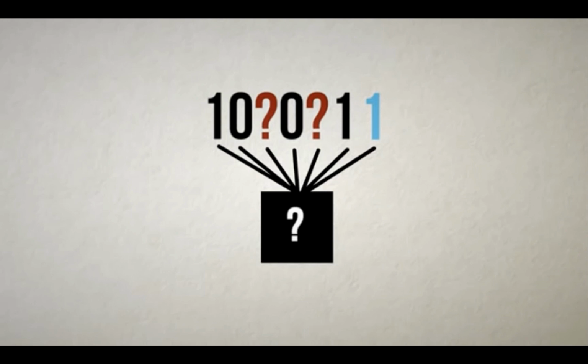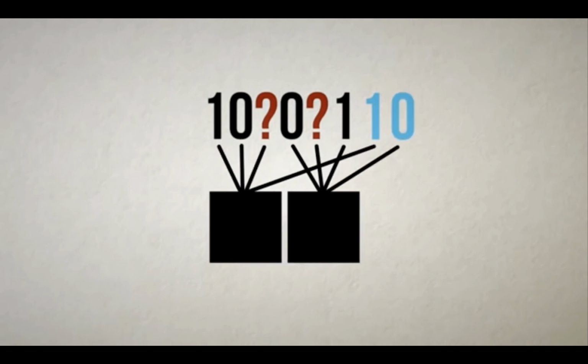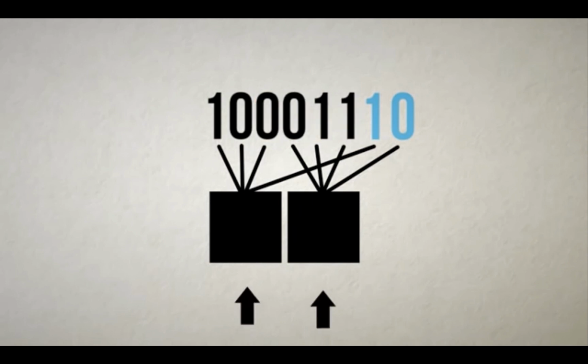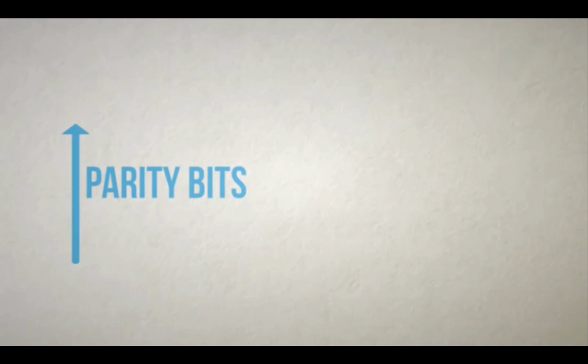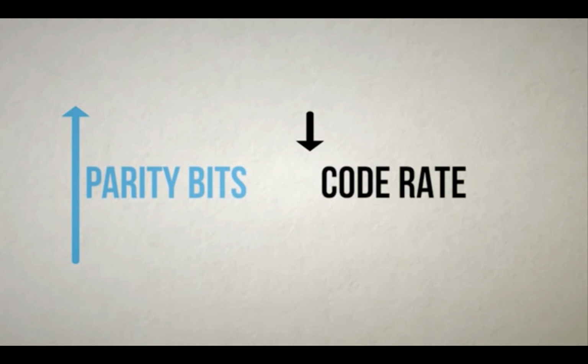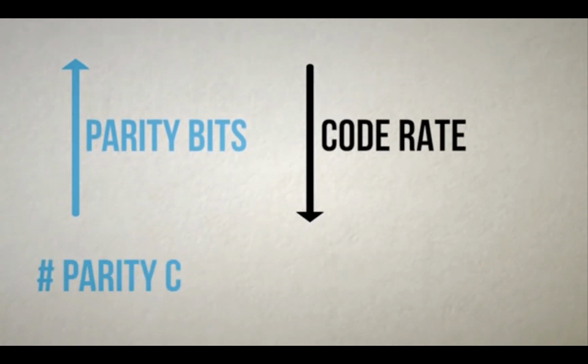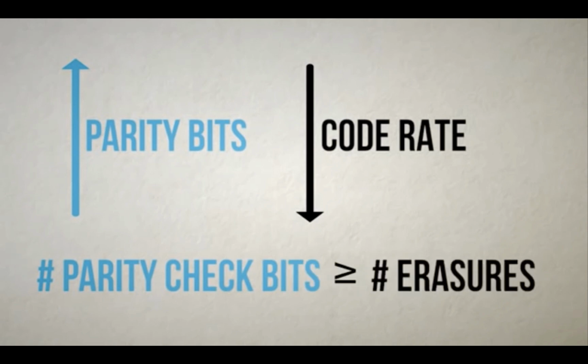To decrease the chances of failure, we can divide up the message into distinct sets and include multiple parity check bits, where now each parity check bit protects a different set of bits from a single erasure. We call each of these sets a parity check set. And as we add more parity check bits, we increase the number of erasures we can potentially correct, at the cost of gradually decreasing the code rate. In general, the number of parity check bits should be at least equal to the number of erasures if we want to have a chance of correcting them all.